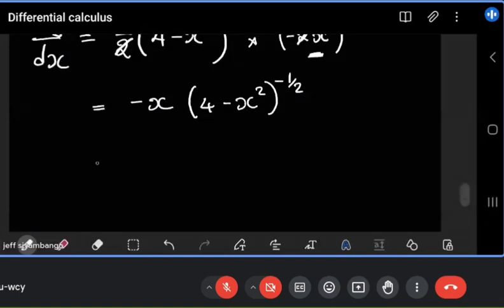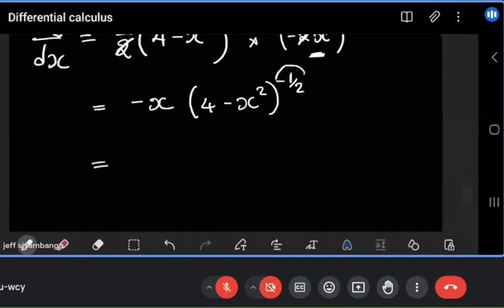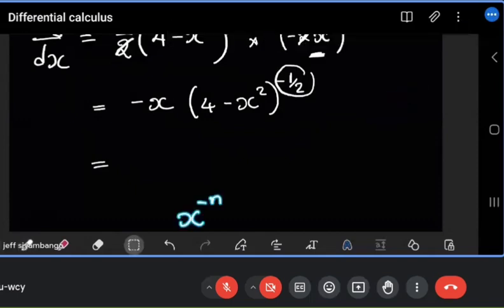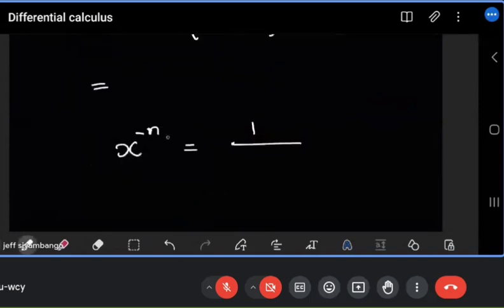Next, the power is now negative. Remember, if you have x to the power negative n, any number, you should recall that this is the same as 1 over the same thing, but just with a positive power this time. So this is going to be 1 over x to the power, the same power there. So just to remind you on that.